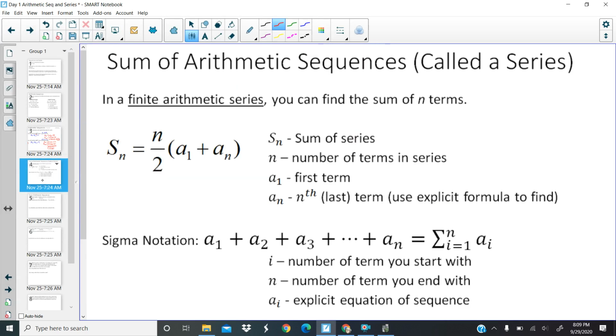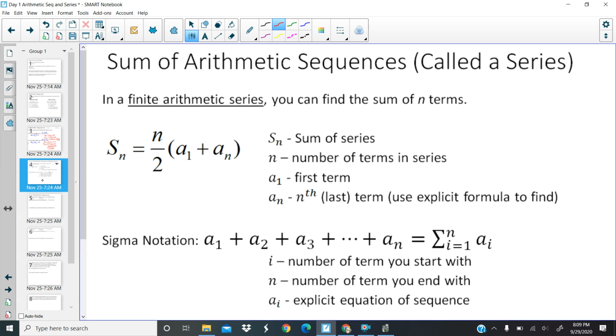Then we're going to talk about the sum of arithmetic sequences, and again, I want you to just pause this and write all of this down and unpause when you're ready to hear me talking about it. In a finite arithmetic series, which means that you're adding each of the terms, you can find the sum of all of the terms. S sub n represents that you're finding the sum rather than just finding one of the terms. So you're finding the sum of the terms up to the nth term.